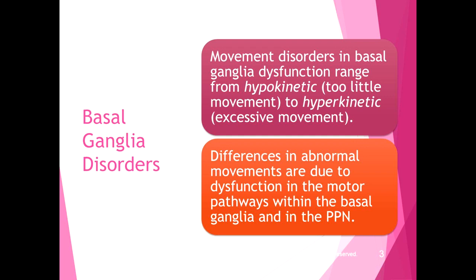which is excessive movement. So remember, the basal ganglia are trying to control our desired movement and inhibit undesired movements. And so if it's too inhibited, we have too little movement. If it's not inhibited enough, we have excessive movement. Differences in abnormal movements are due to dysfunction in the motor pathways within the basal ganglia and in the PPN, which is one of the basal ganglia structures.